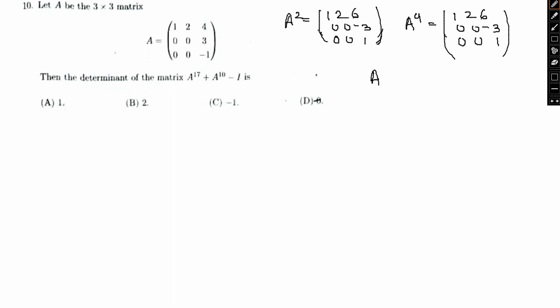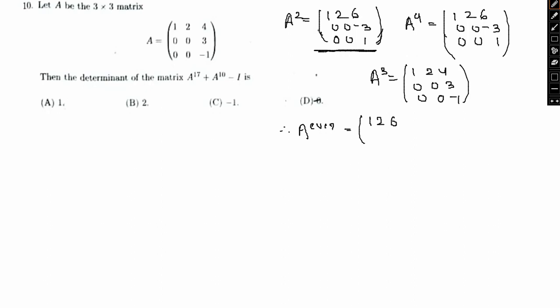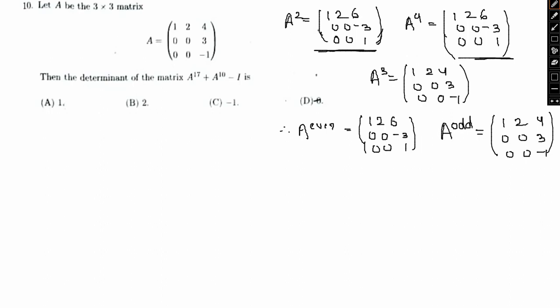So again, if you have to find A cube, it is nothing but [1 2 4; 0 0 3; 0 0 -1]. Okay, so therefore notice one thing: A even is nothing but [1 2 6; 0 0 -3; 0 0 1]. See, these two matrices are identical. And A to the power odd will be nothing but [1 2 4; 0 0 3; 0 0 -1]. Okay, this is what we have.